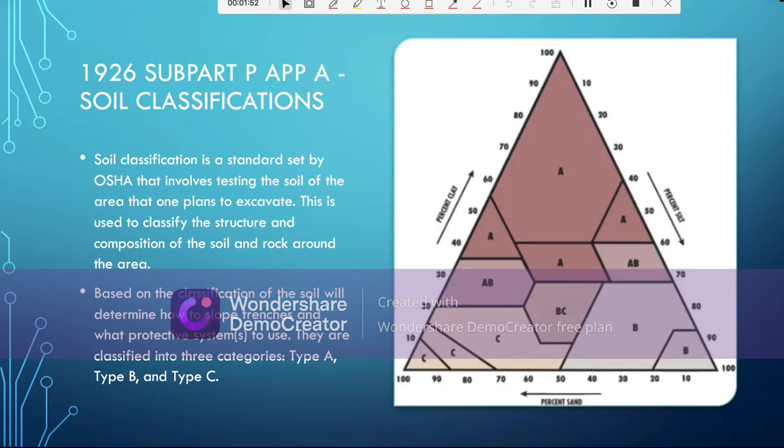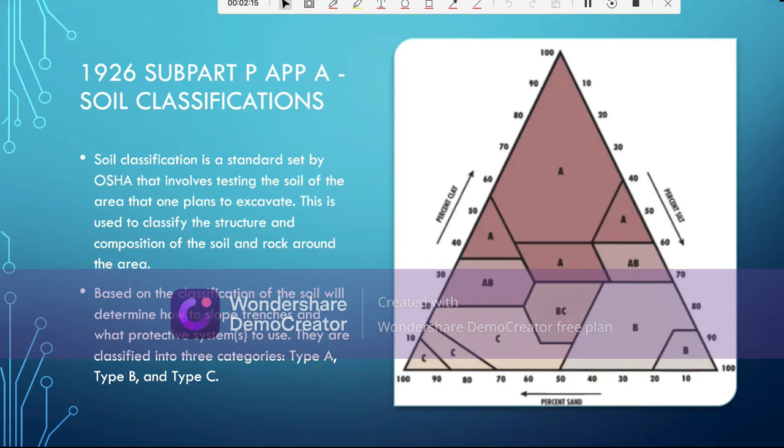Now we go into 1926 Subpart P, App A, Soil Classifications. Soil classification is a standard set by OSHA that involves testing of the soil of a given area that one plans to excavate. This is used to classify the structure and the composition of the soil and rock around the area. Based on the classification of the soil, it will determine how to slope trenches and what protective systems to use.